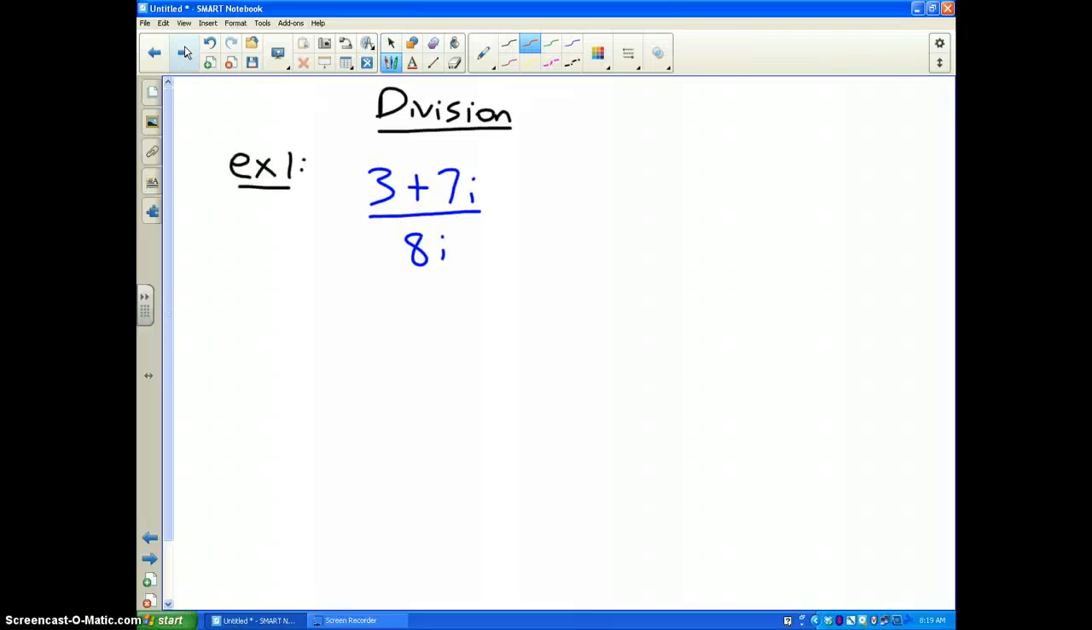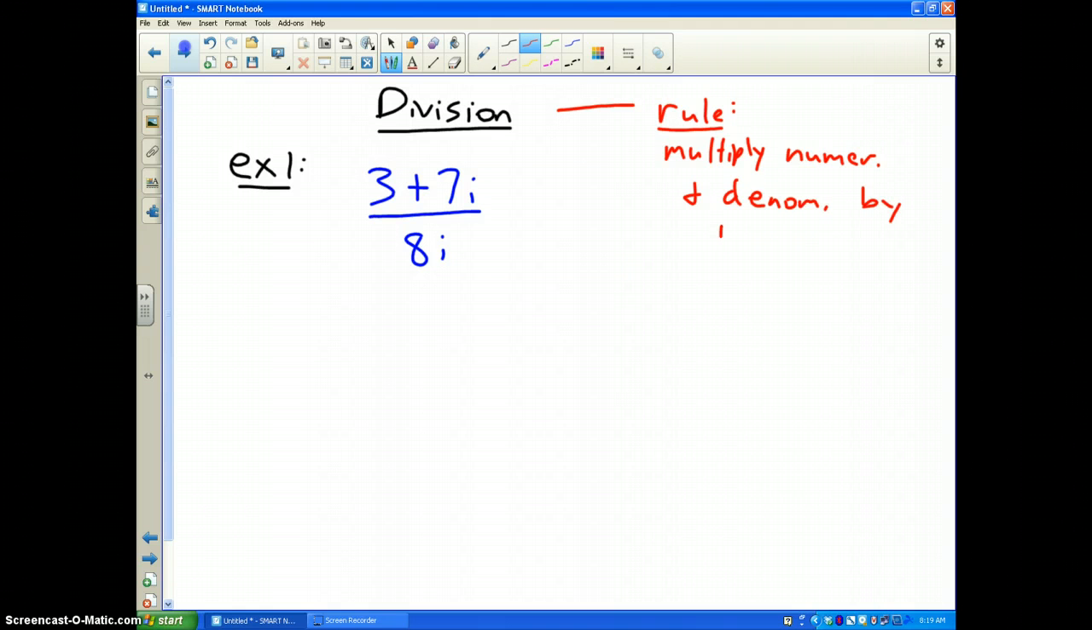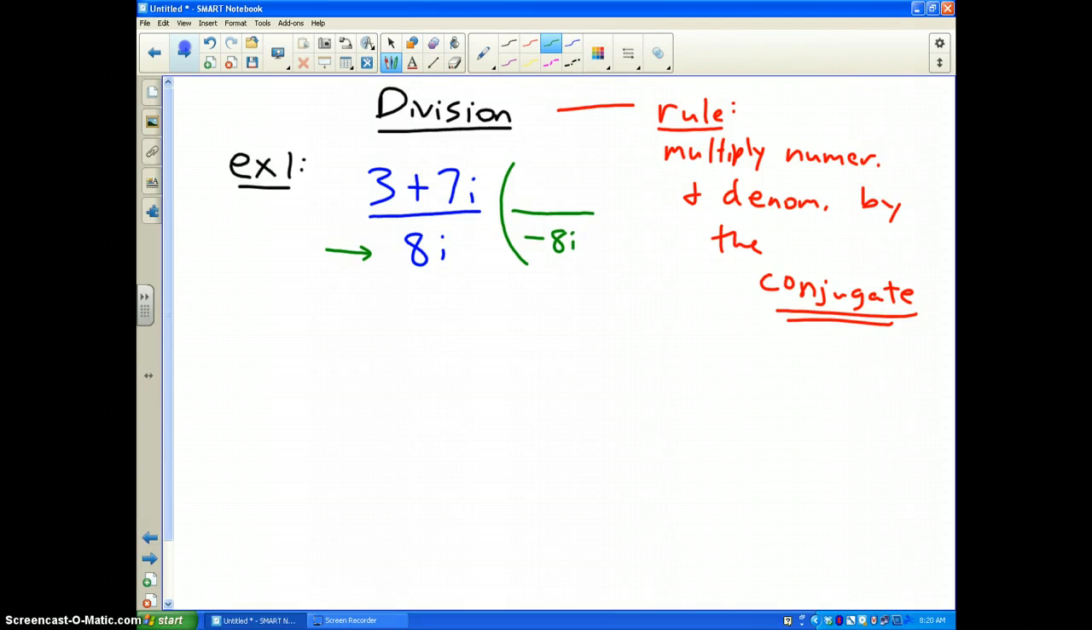First problem, 3 plus 7i divided by 8i. When you divide, the rule is to multiply the numerator and denominator by the conjugate. We just covered that word. This is where and how it's used. So I notice in the denominator it's 8i, so I'm going to multiply both the top and the bottom by negative 8i.